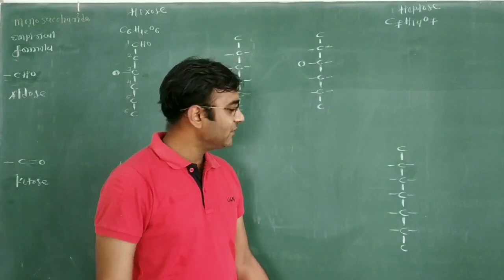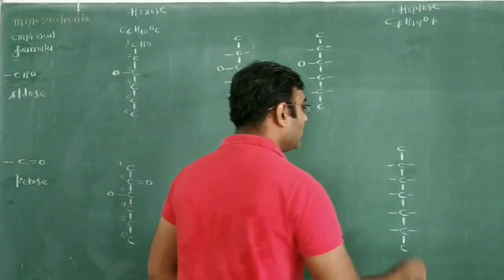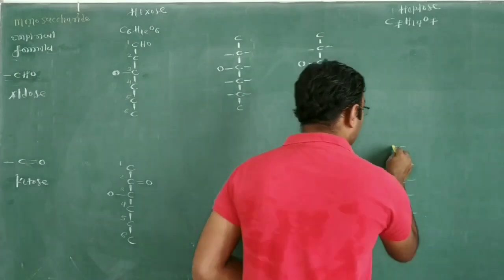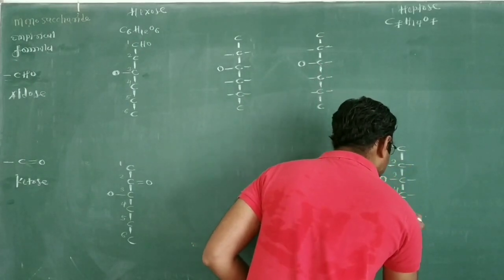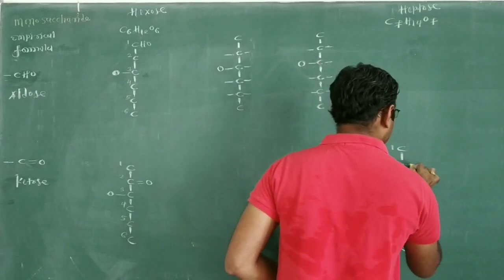This heptose has just one example, ketoheptose, and it also has the oxygen present at the third carbon on the left side. First carbon, second, third, fourth, fifth, sixth and seventh. And that has a ketone group.